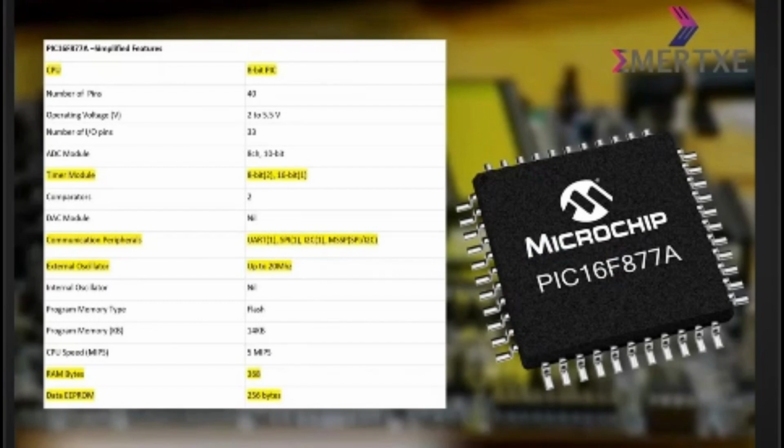The simplified features of this board are: the CPU is an 8-bit PIC and the number of pins is 40, and the timer modules are 8-bit and 16-bit. Communication peripherals are UART, SPI, I2C, etc. The external oscillator is up to 20 MHz. The CPU speed is 5 MIPS, and the program memory is 14 KB. The RAM is 368 bytes, and the data EEPROM is 256 bytes.